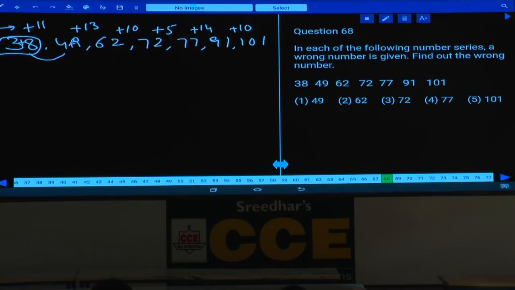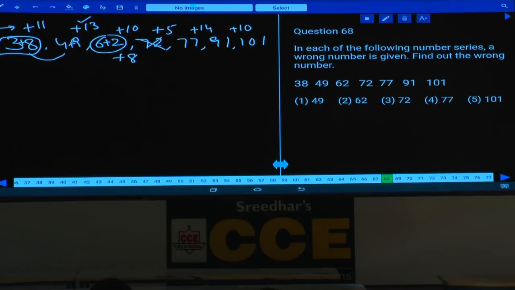4 plus 9 is 13. Hence 13 is added. 49 plus 13 is 62. Then what are the digits here? 6 and 2. 6 plus 2 is how much? 8. Hence how much should be added here? 62 plus 8. 8 should be added. That is 70 is the number.